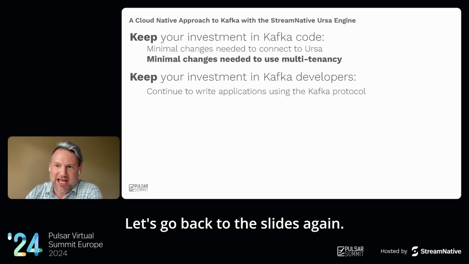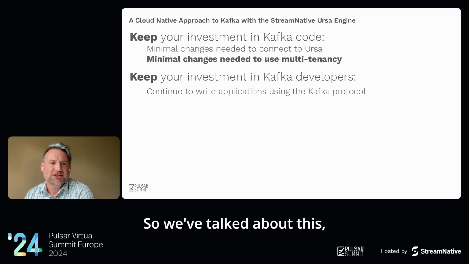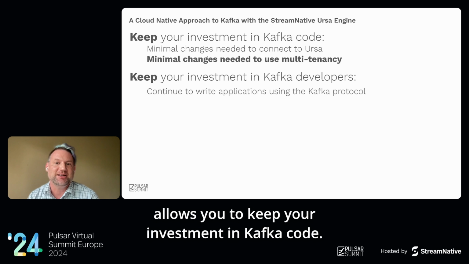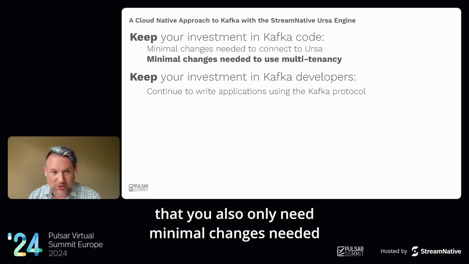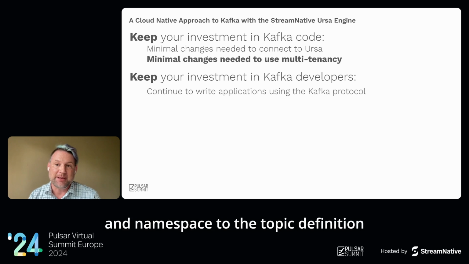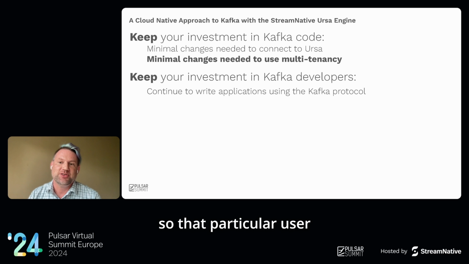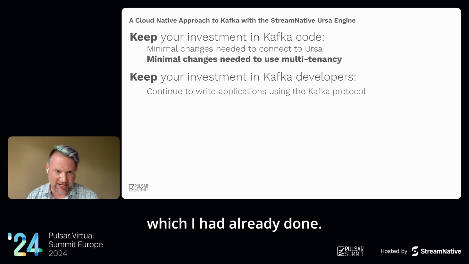Let's go back to the slides again. So as we've talked about, using the StreamNative Ursa Engine allows you to keep your investment in Kafka code, with minimal changes to connect. But now we've shown that you also need only minimal changes to use multi-tenancy. That was just adding the tenant and namespace to the topic definition, and then making sure that your security is set up so the particular user that you're using has permissions in that tenant, which I had already done.